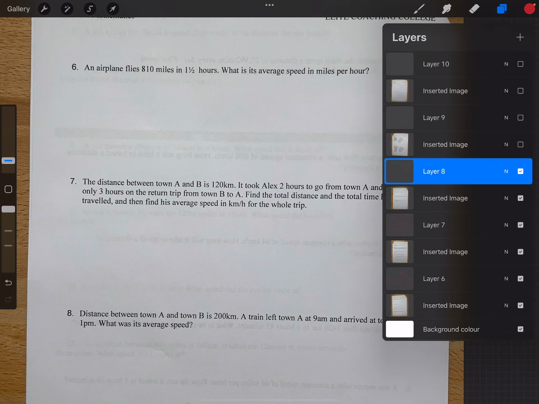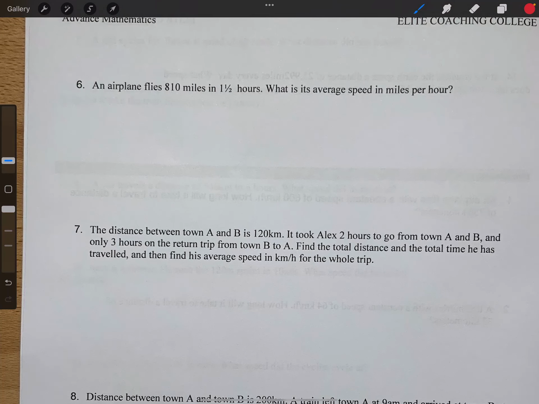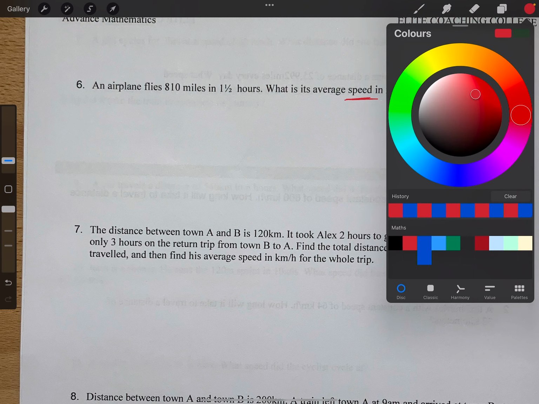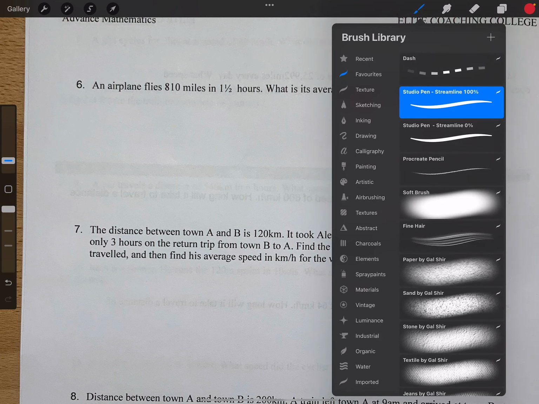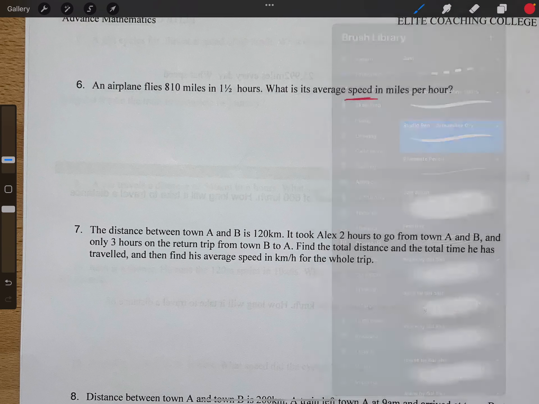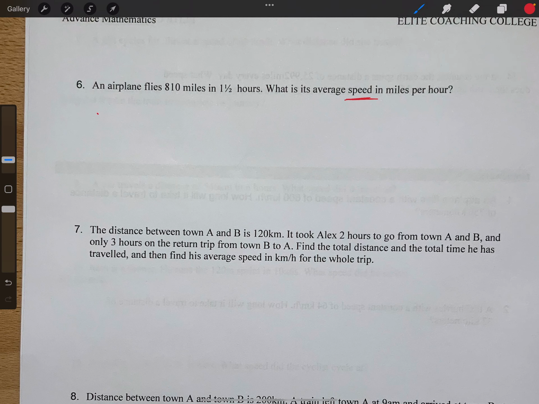I'm going to try not to give you the answers, but some of these are so tricky. Okay. An airplane flies 810 miles in 1.5 hours. What's the average speed? So you're looking for the speed. If you're looking for the speed, speed equals, remember the triangle we drew? Distance over speed times time.